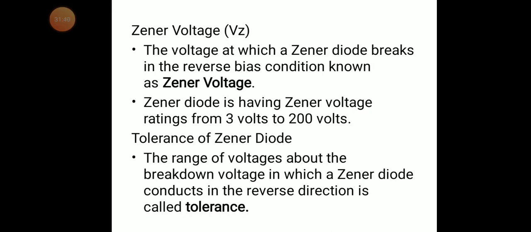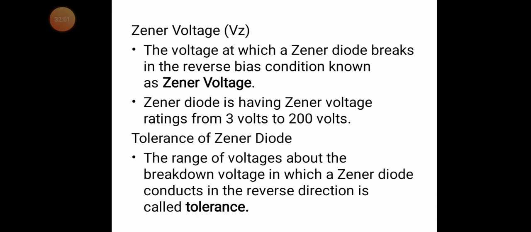Tolerance is nothing but, for any device, there may be some plus or minus additions and subtractions. We can't get the exact value; we get a value within a particular range of values. That is called the tolerance. Now see the definition of the tolerance.